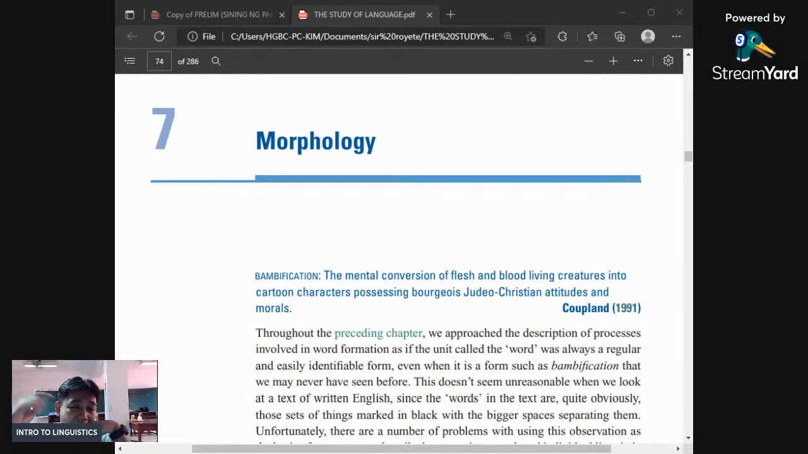And I'll be collecting your activities sa Google Classroom. So, isa-set ko na yun ngayong araw. So, I'll be collecting your activities na dun sa transcription about vowels and other activities.